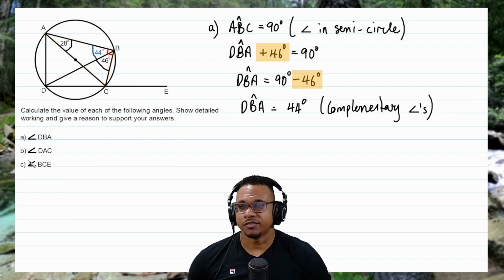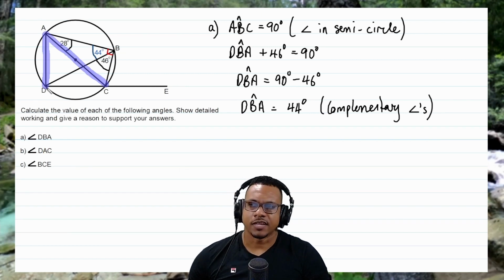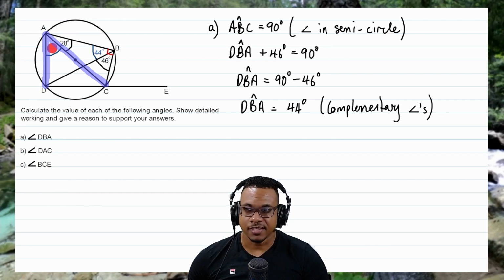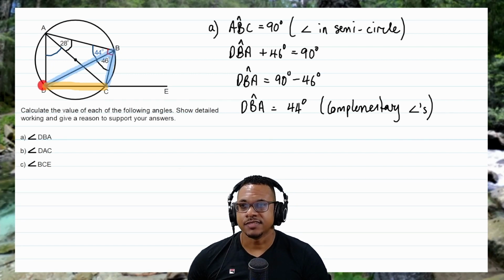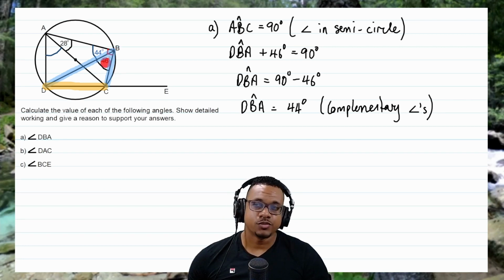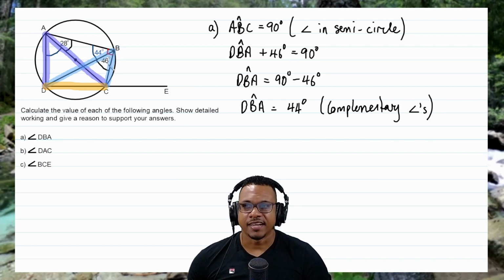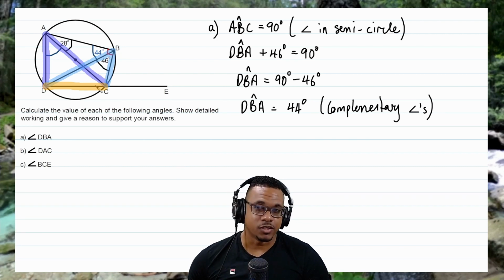So for part B, we're going to find the angle DAC. So that's D to A to C. So that's this angle right here. So what I notice here is that this angle DAC, that's this angle here, stands on this chord DC. And angle DAC touches the circumference of the circle. Now what I also notice is that the angle DBC, which is 46 degrees here, also stands on the same chord, DC, and also touches the circumference of the circle. Therefore, these two angles will be in the same segment, and angles in the same segment are equal.